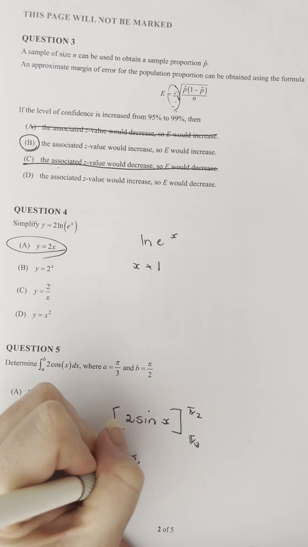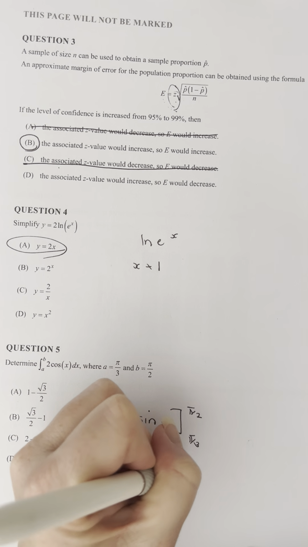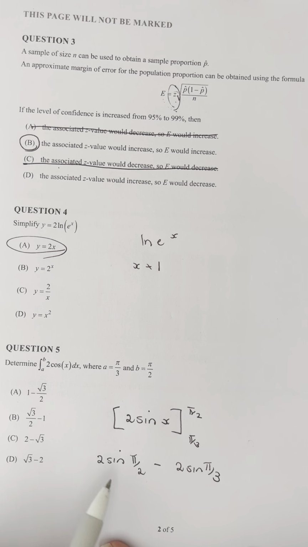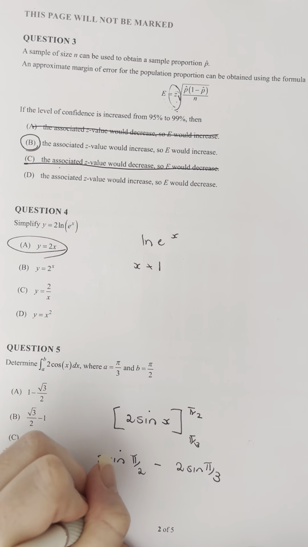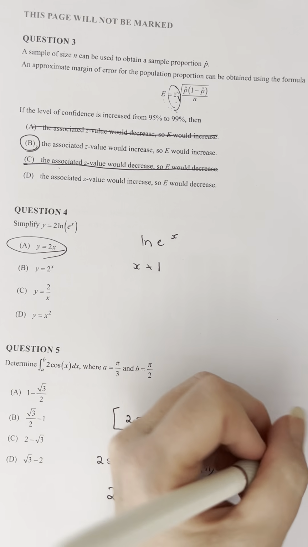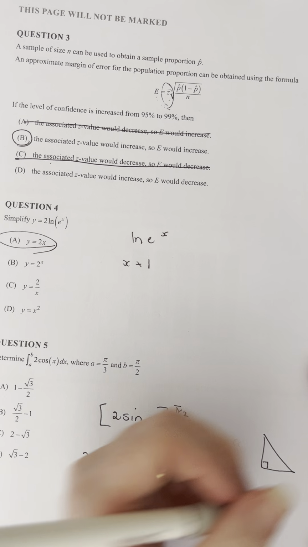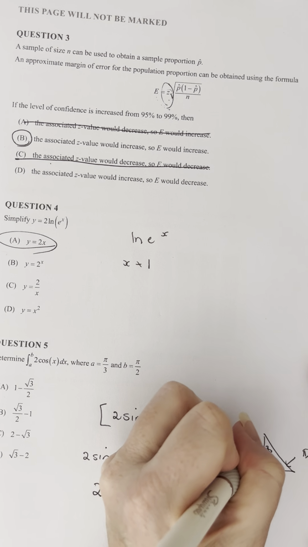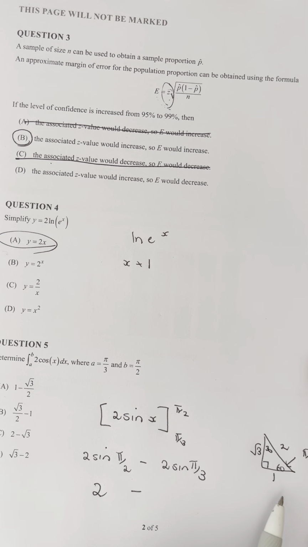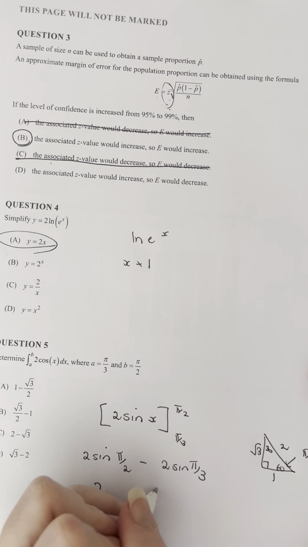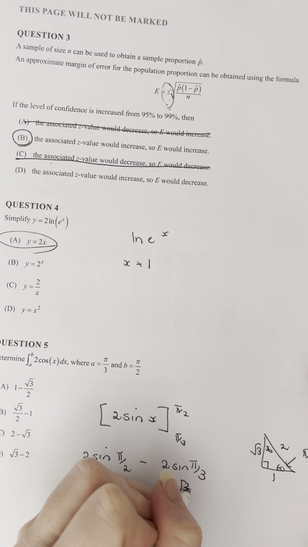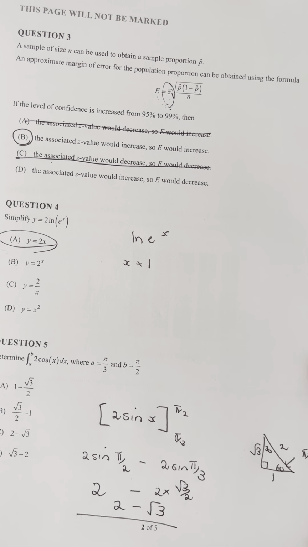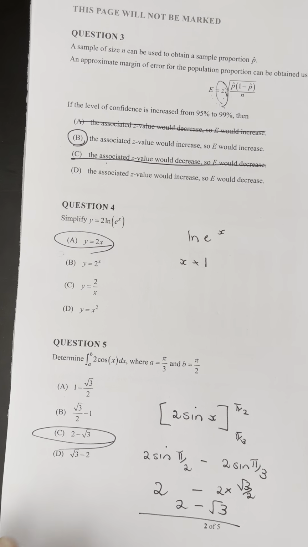So we've got 2 lots of sine of pi on 2, and we're taking away 2 sine pi on 3 there. Now our pi on 2, we know that sine of pi on 2 is 1, so that's just going to give us 2 there. Here we can go to our exact value triangles. So we've got the 60, 30, because 60 is pi on 3, and we've got our 1, √3, 2. So if we've got sine, that's going to be opposite over hypotenuse. So we've got 2 lots of √3 on 2, so that will just be √3 there. So our answer is 2 minus √3, which is C.